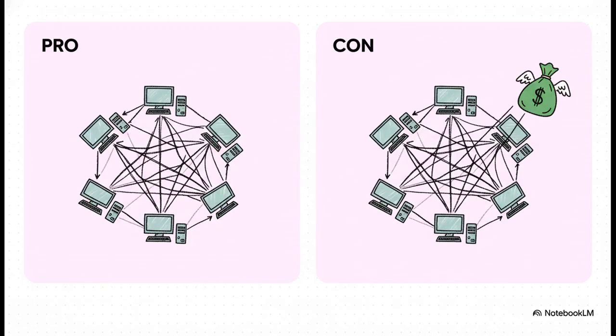And finally, we have the Fort Knox of network layouts, the mesh topology. In a full mesh network, every single device is connected directly to every other device. There is no single point of failure. If one connection breaks, data just finds another way to get there.